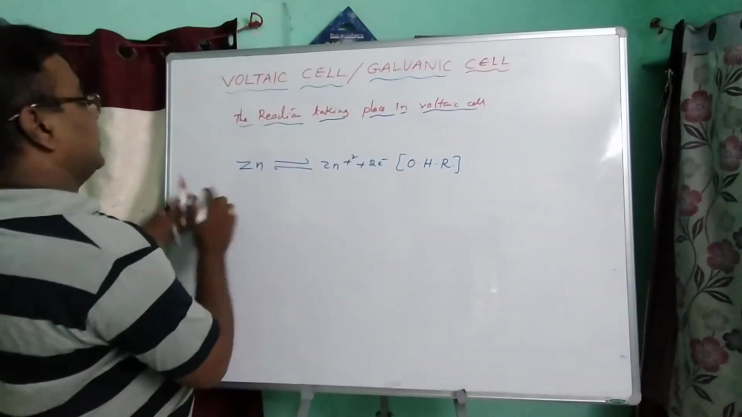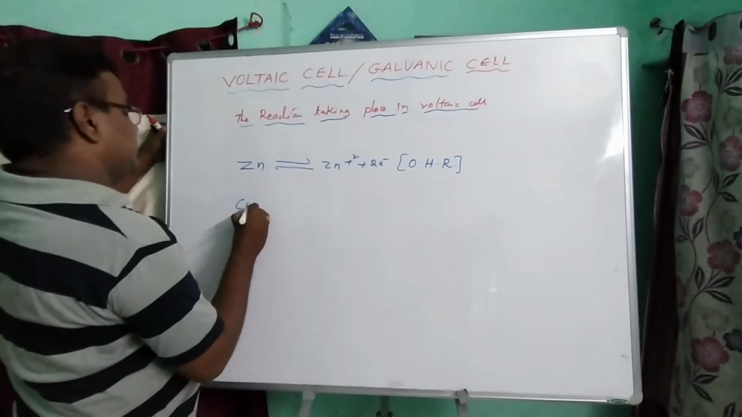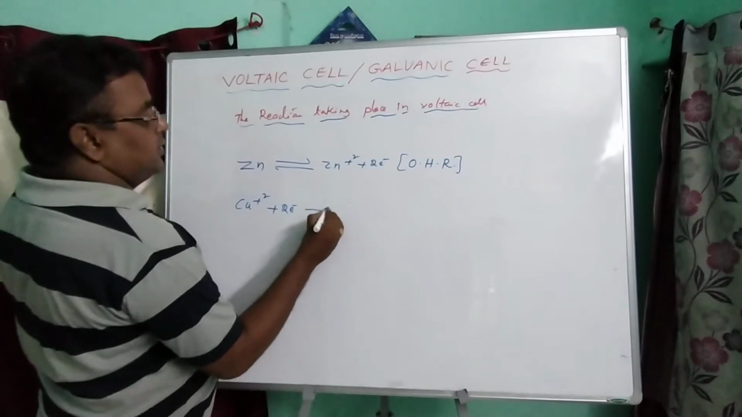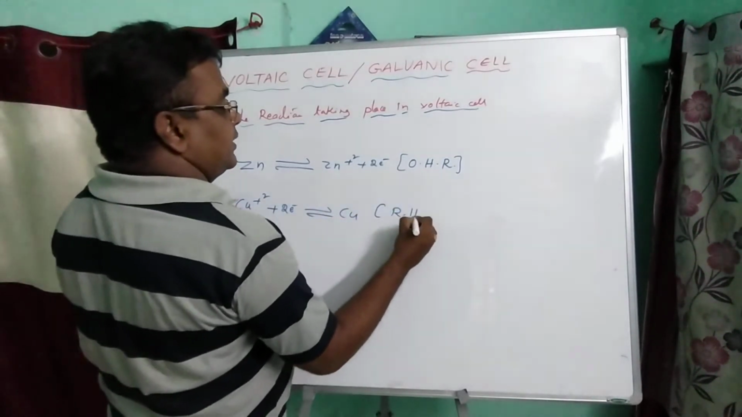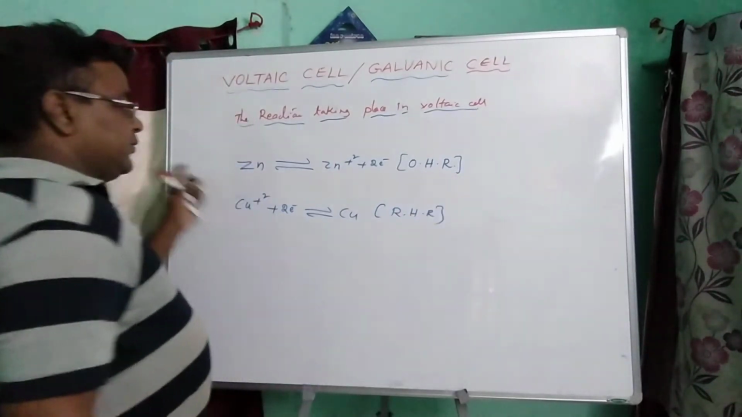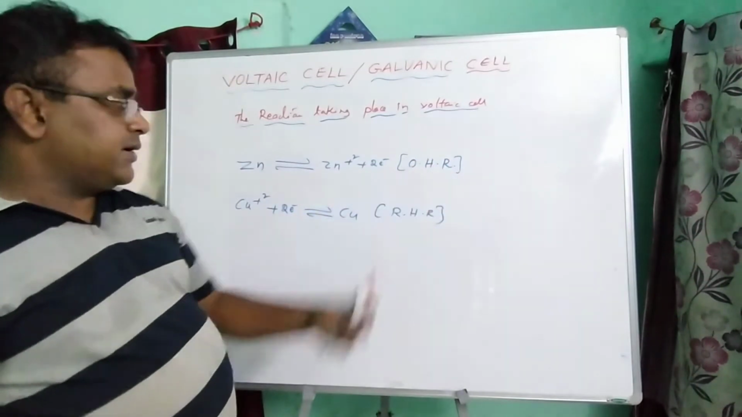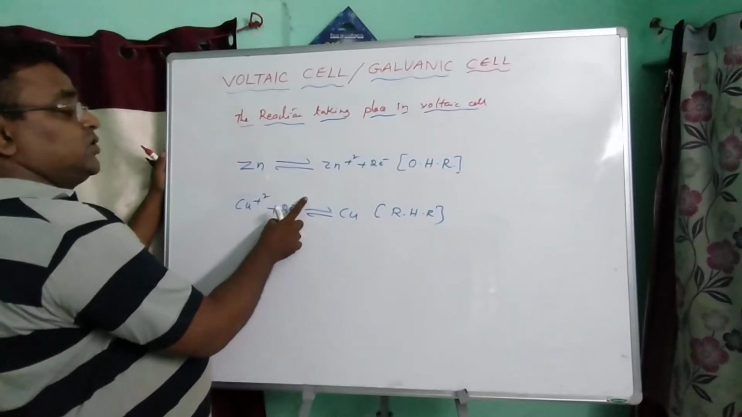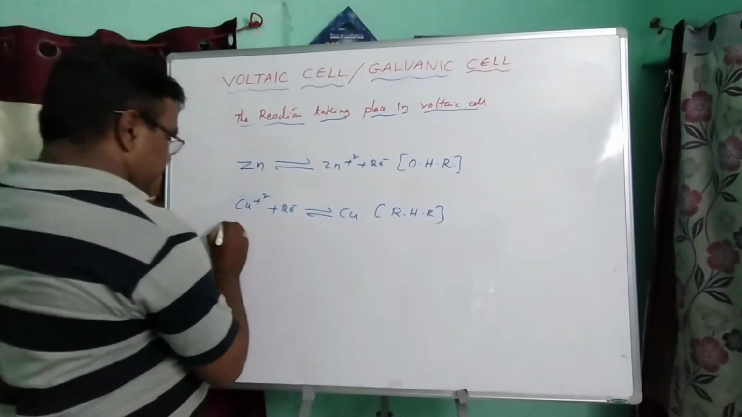Next, Cu2+ gains the 2 electrons and converts into solid copper. It is known as the reduction reaction. In the first reaction electrons are liberated, so it represents oxidation. In this reaction electrons are gained or consumed, so it is known as the reduction reaction, simply known as reduction.